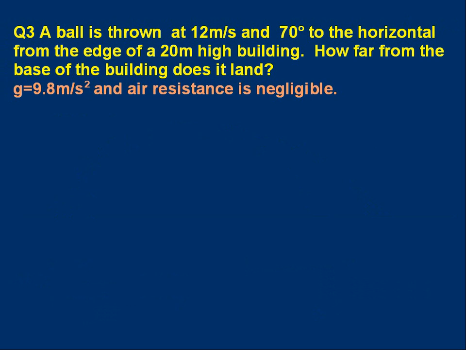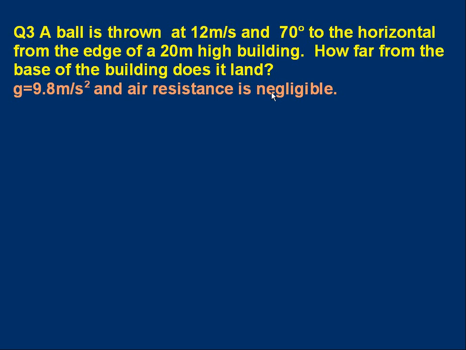A ball is thrown at 12 meters per second and 70 degrees to the horizontal from the edge of a 20 meter high building. How far from the base of the building does it land? Take g as 9.8 meters per second squared. Air resistance is negligible. The first thing I want you to do is draw a suitable diagram. Always draw a diagram to help you formulate the problem in your own mind. So pause and have a go at the diagram now.